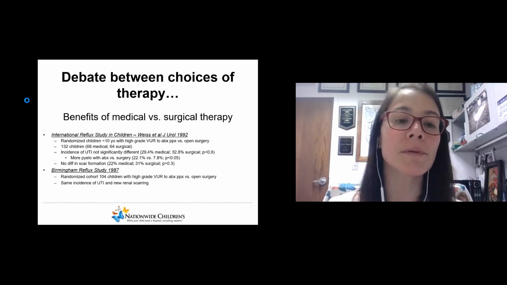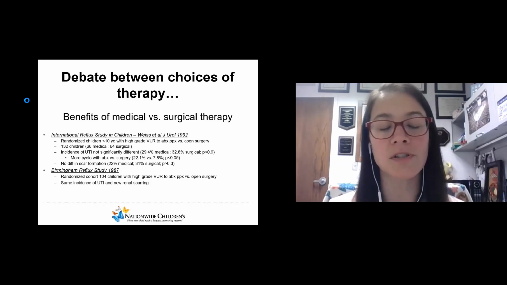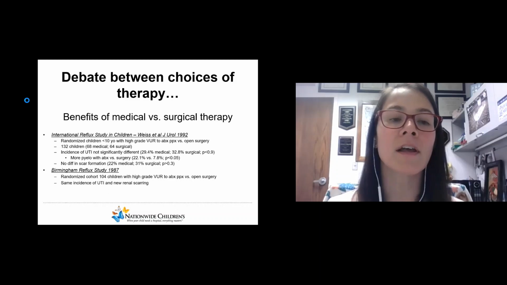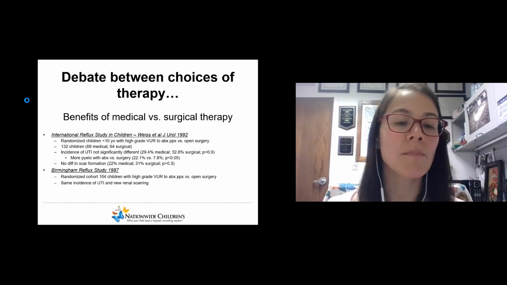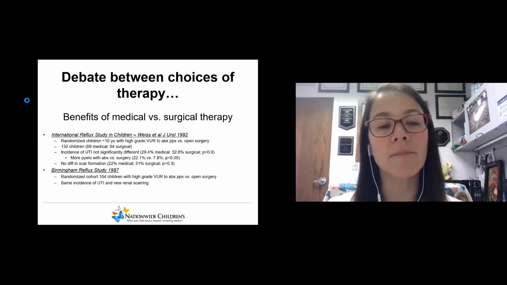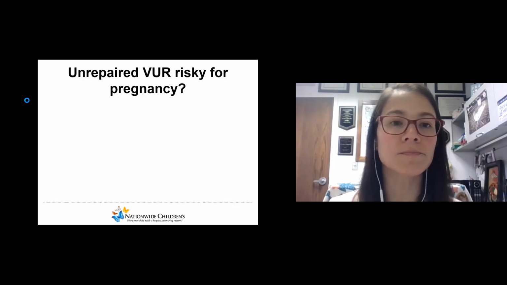And then there's also the Birmingham Reflux Study, which also randomized children with high-grade reflux to antibiotic prophylaxis versus open surgery. This is a study out of the UK, whereas the International Reflux Study was actually a combined study out of both Europe and the US, but the results I just described were for the US arm. But the Birmingham Reflux Study is out of the UK. And they found the same incidence of urinary tract infections and new renal scarring between the two groups.